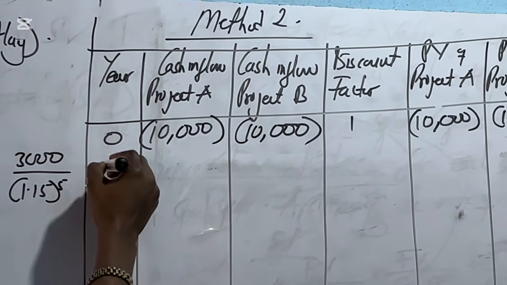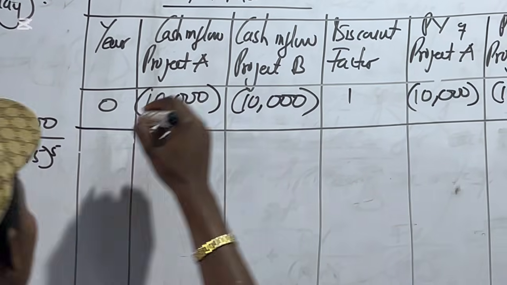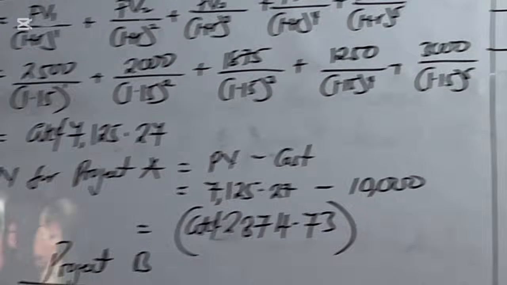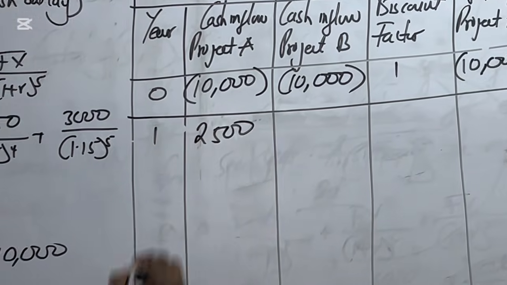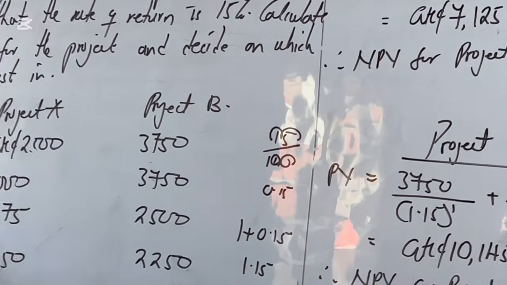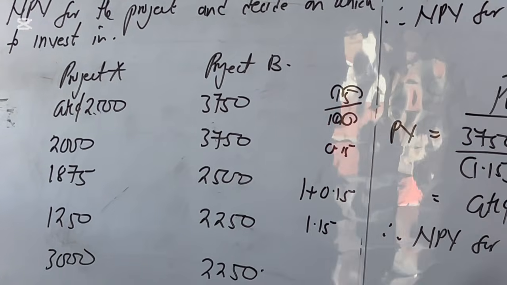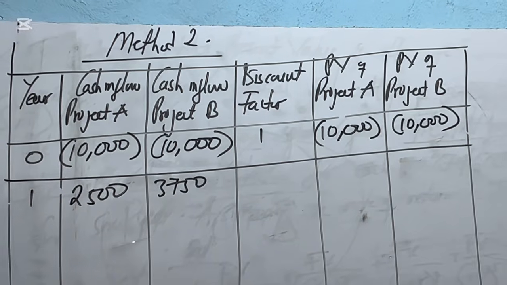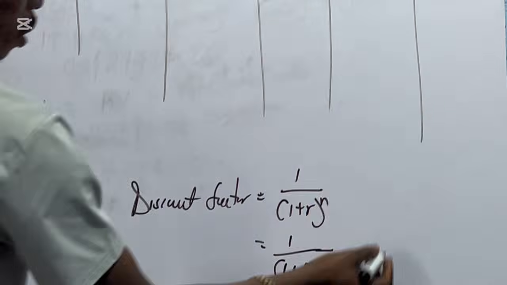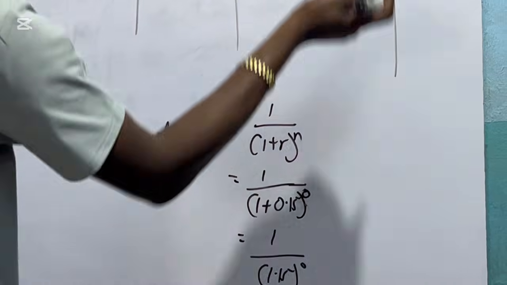All right. Now year 1. Year 1, project A, 2,500. And then year 2, 3,750. Now, what will be our discount factor for year 2? So, to find the discount factor for year 2, it's just the same thing. You'll do it somewhere and come and write the figure over there.